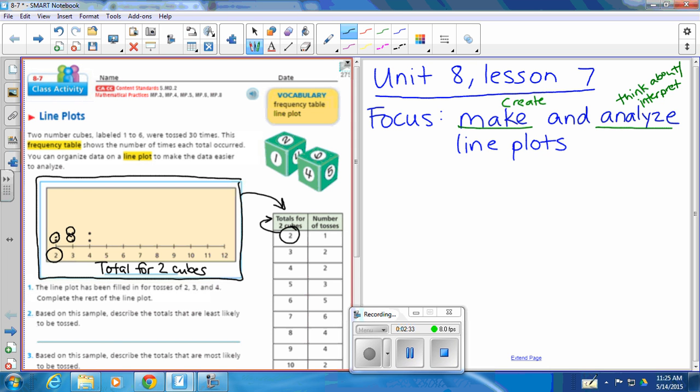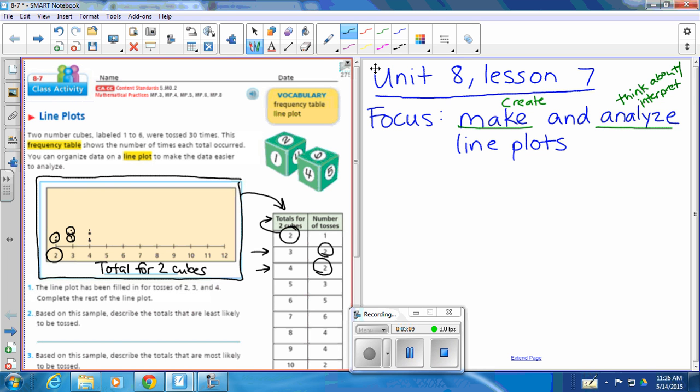Okay, so now looking at the next line on our table, if we have a total of 3 for 2 cubes, how many tosses is that going to be? The table shows us 2. So that's why there are 2 dots above 3. Next number is 4. So if we have a total of 4 for 2 cubes, number of tosses is going to be, so again, you see 2 dots over number 4.